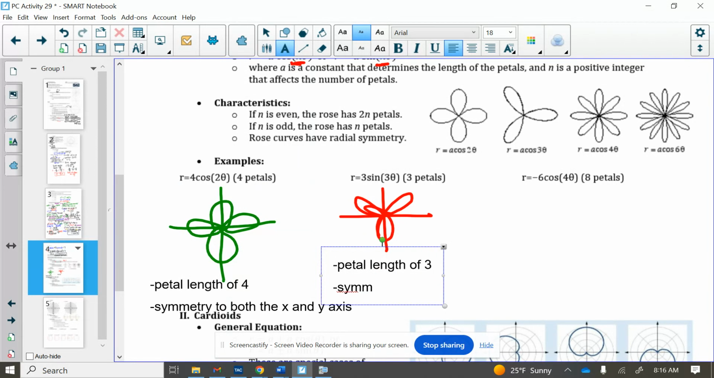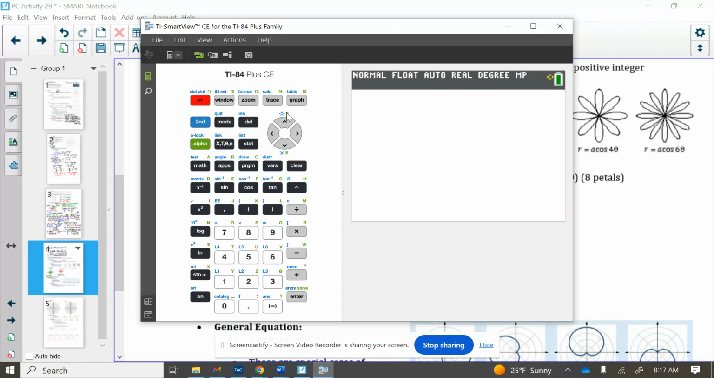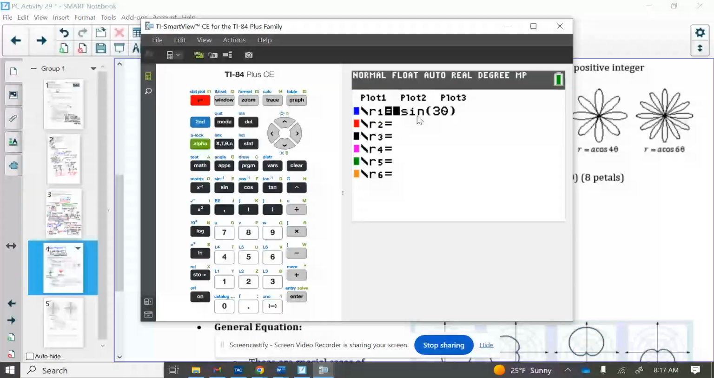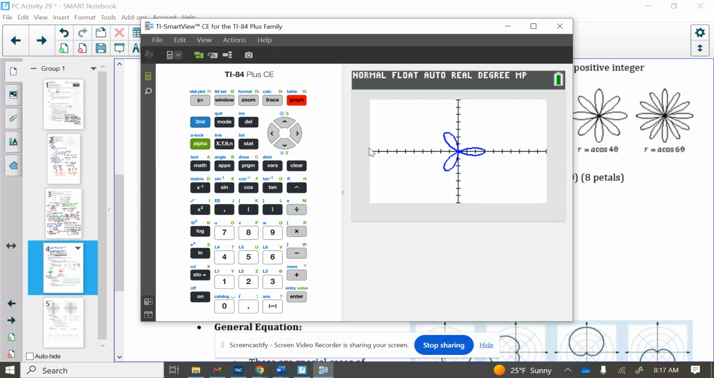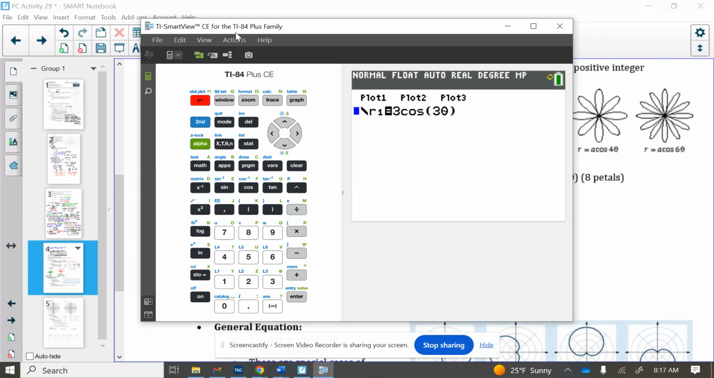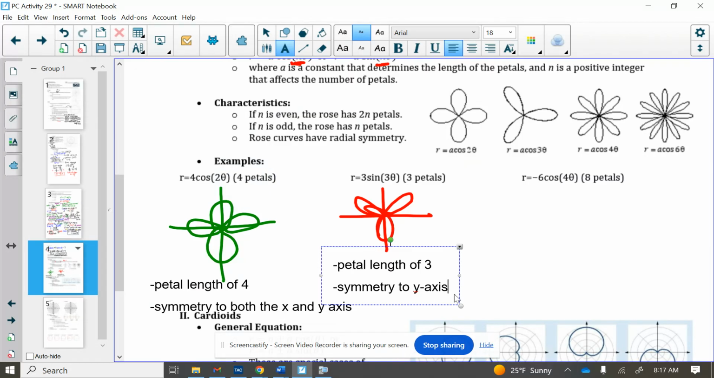But this time we notice the symmetry is going to be to our y-axis. That's partially due to 2 things: number 1, that n is odd inside here, and that it's a sine. Had this been a cosine graph, it would have had symmetry that we could fold over the x-axis. So the odd ones are dictated by cosine versus sine. Again, that's because n is odd and it's a sine.